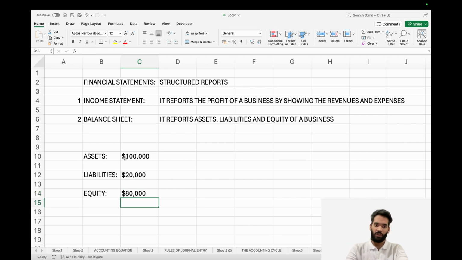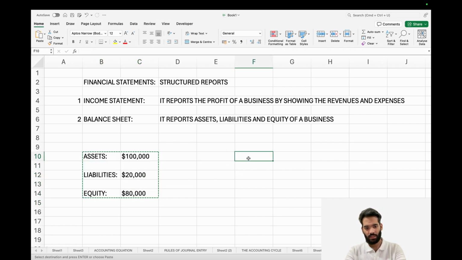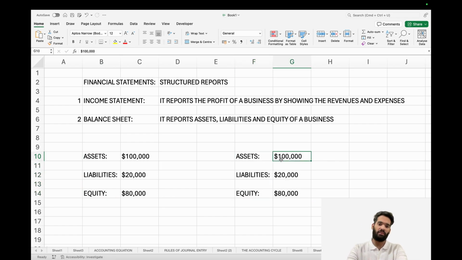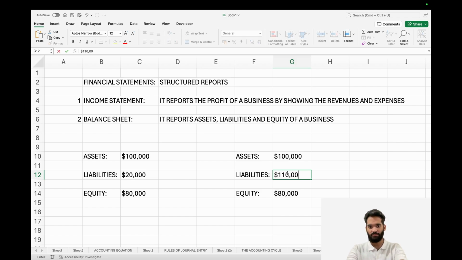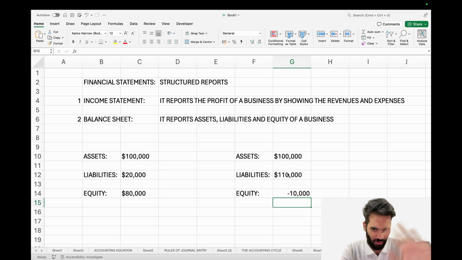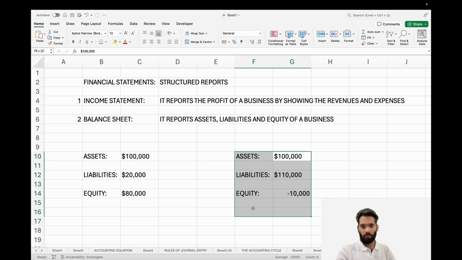However, if we change the numbers a little bit, for example, let's say assets are 100,000, liabilities are, let's say, 110,000. That means equity will be minus 10,000, which by the way is possible. If you haven't seen it, don't worry about it. I'm just trying to make a point here. So now this person, you'll say, is in a horrible position.